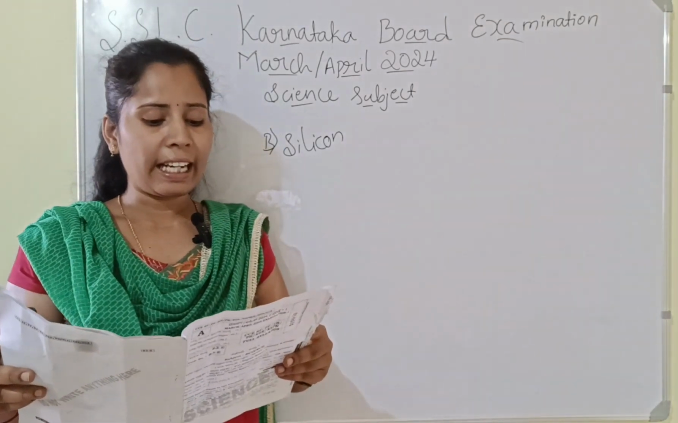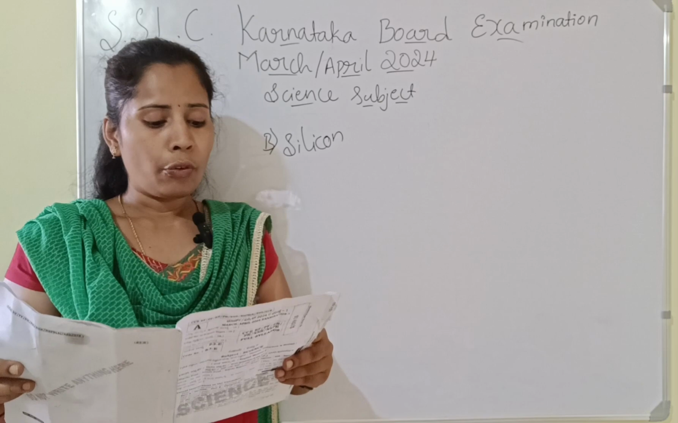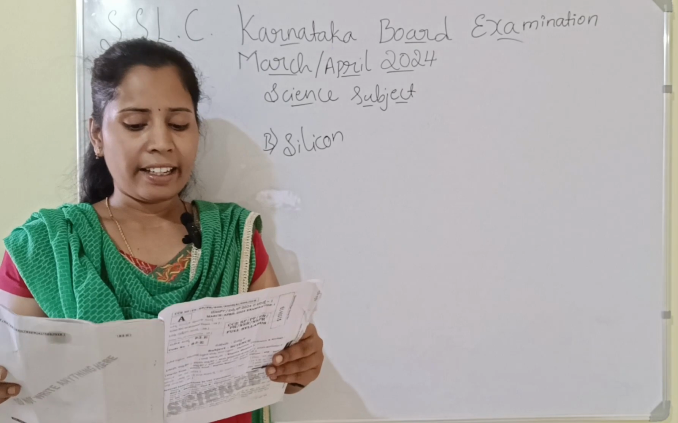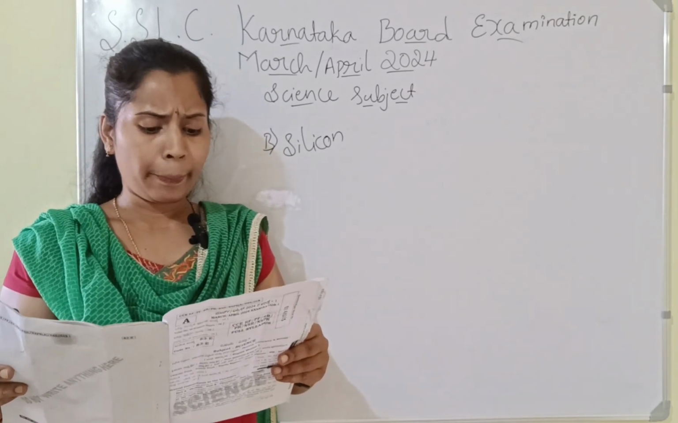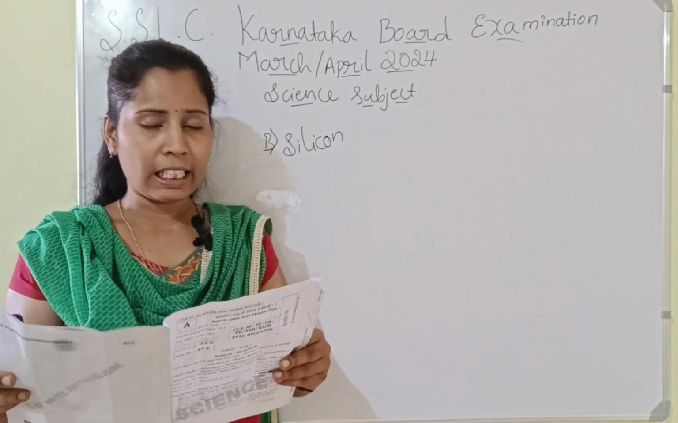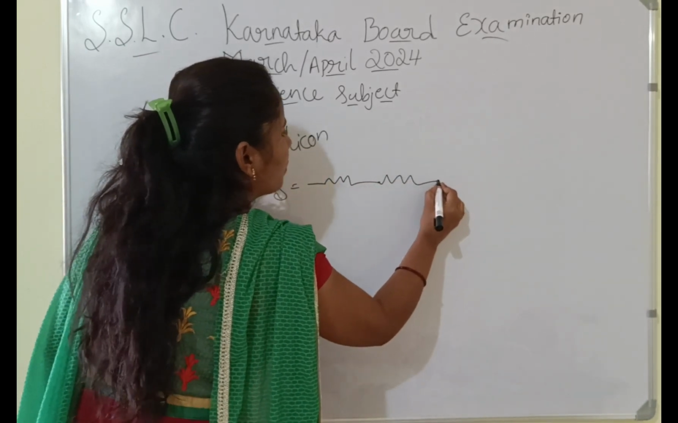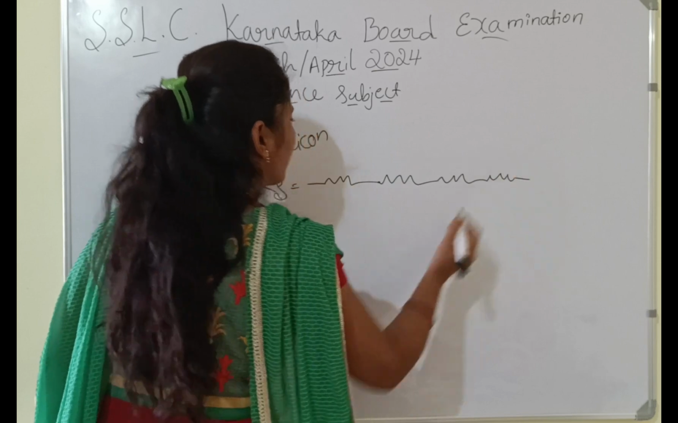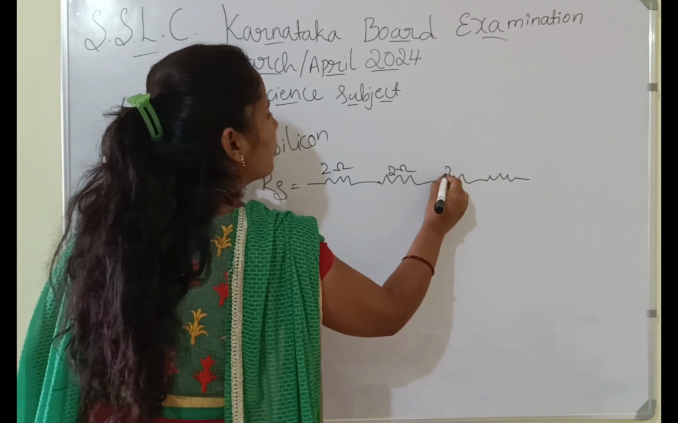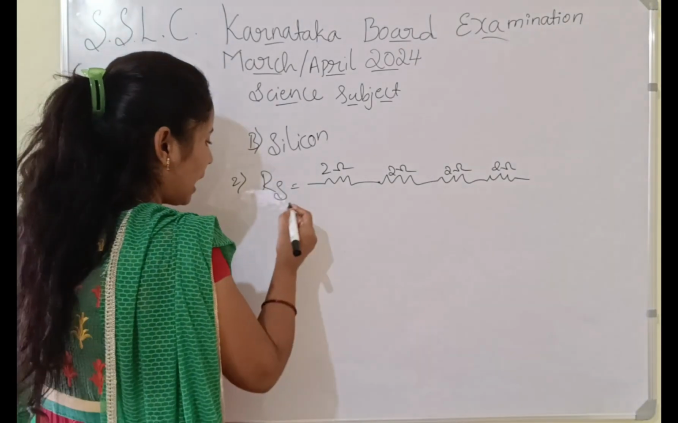Second question, in an electric circuit, to get an equivalent resistance Rs, that is series connection, four resistors of 2 ohms each are first connected in series. Later, to get an equivalent resistance of Rp, the same resistors are connected in parallel. Then the ratio of Rs by Rp is how much? So four resistors which are connected in series each have 2 ohm. So first we have to calculate the value of Rs.